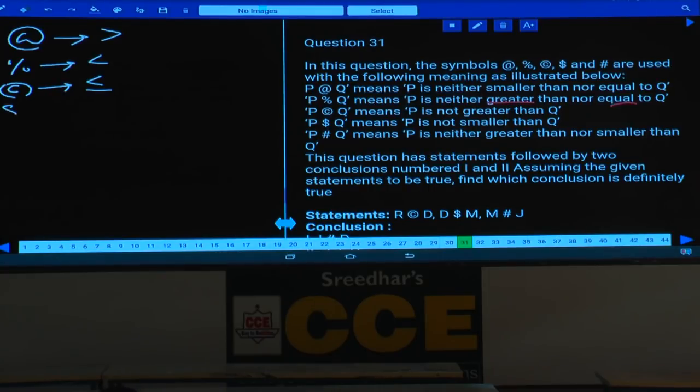Next, dollar is not smaller than, hence it must be greater than or equals to. Finally, hash stands for neither greater nor smaller, that means it is equal. Now these are the meanings of these 5 symbols. Then question number 31.